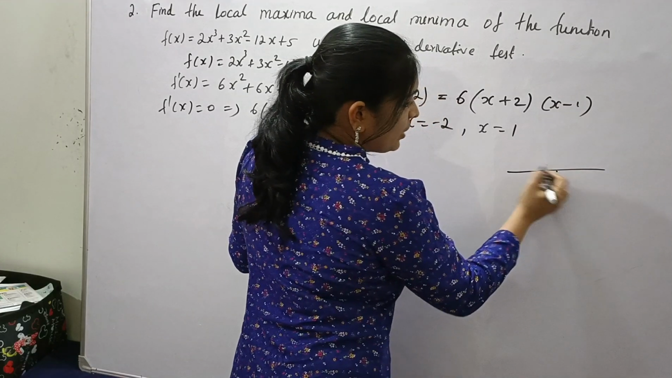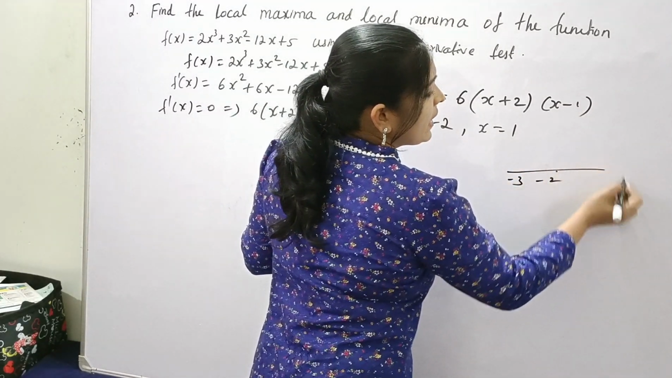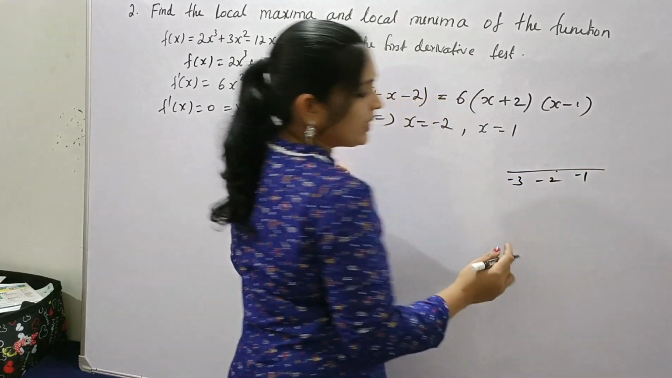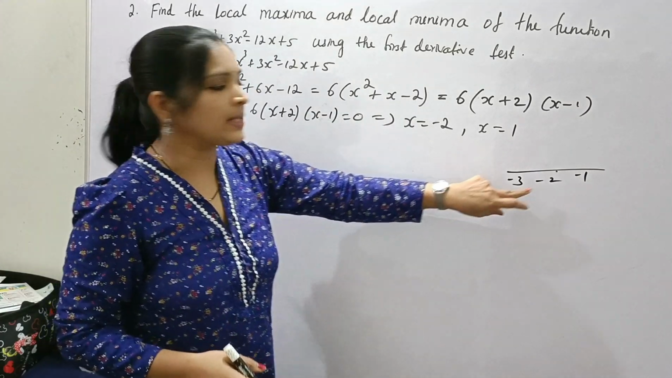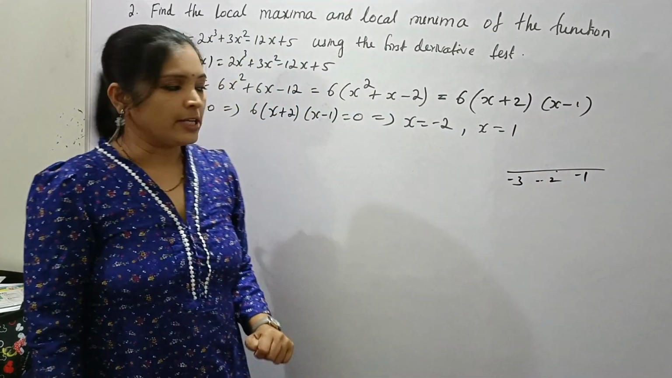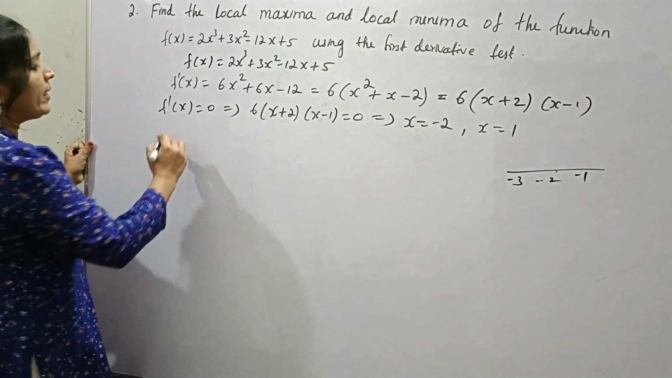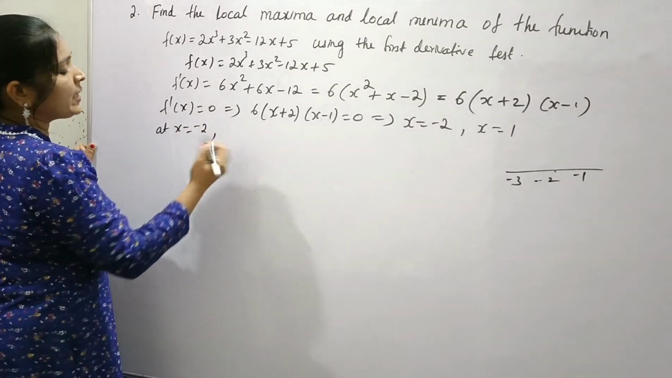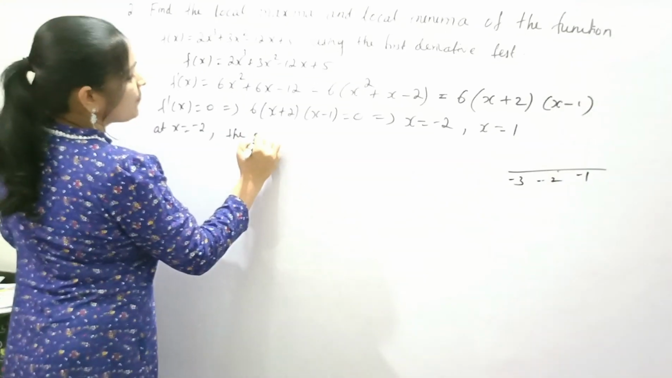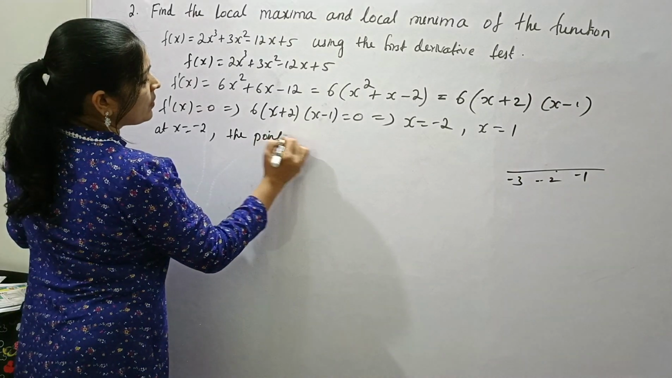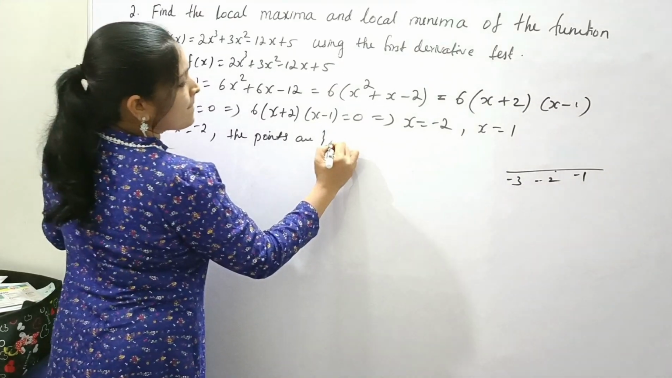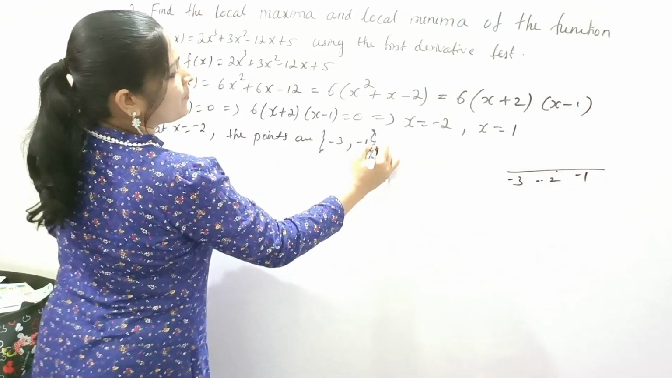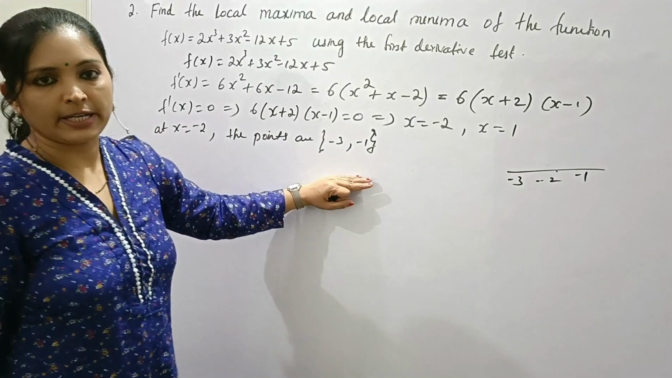See, if it is minus 2, left of minus 2 is minus 3, right of minus 2 is minus 1. That is, less than minus 2 is minus 3, greater than minus 2 is minus 1. So here x is equal to minus 2, we will take the points. The points are minus 3 and minus 1, right? Minus 3 and minus 1.